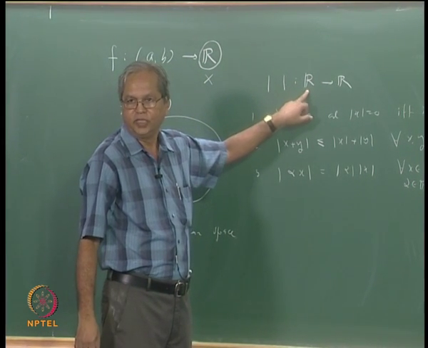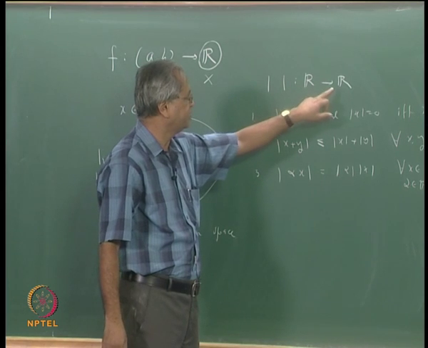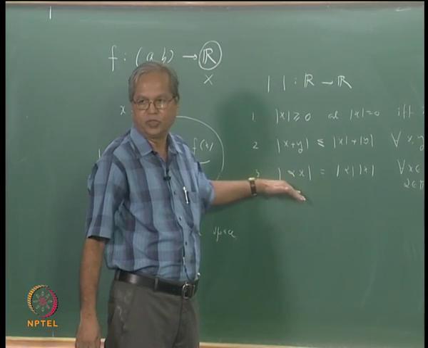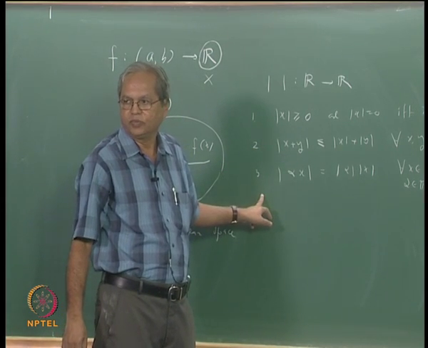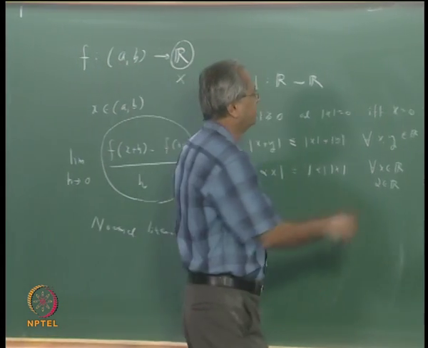Okay. Then we take a function which goes from that X to R and satisfies all these properties. If that happens, that function is called a norm. So let us just look at that.